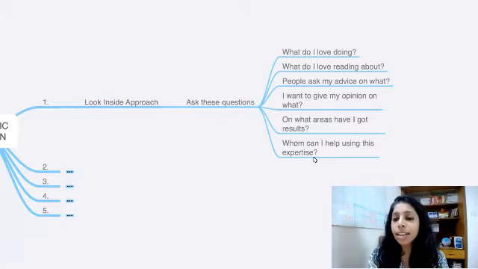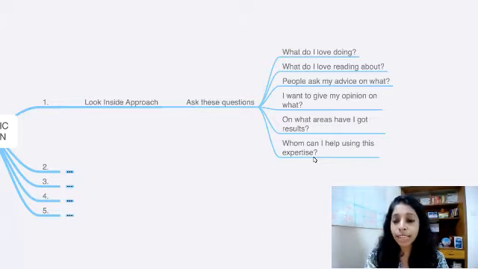Then on what areas have I got results? So you personally must have got results in some area or the other in your life. Maybe your profession is marketing, but over the last 6 months, you've lost 30 kgs or whatever, right? So whatever is that one area where you have got some results, please make a note of those subjects also.